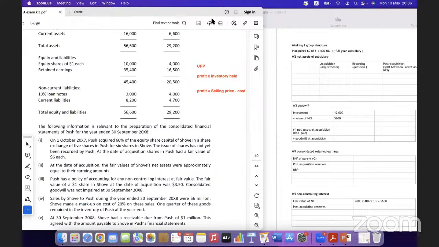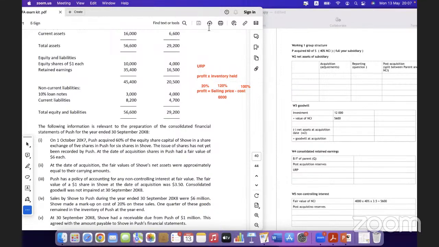Okay, right. Now, let me explain to you how to do those two adjustments. So number one, sales by S to P. This time the subsidiary has sold to parent for 6 million. Selling for 6 million means this is the selling price, with a markup of 20%. Remember 20% is the profit. Like I said, if it is a markup, it is the cost. That's the 100% factor. So if cost is 100% and profit is 20%, selling price is 120%.